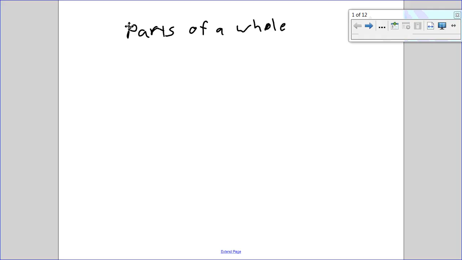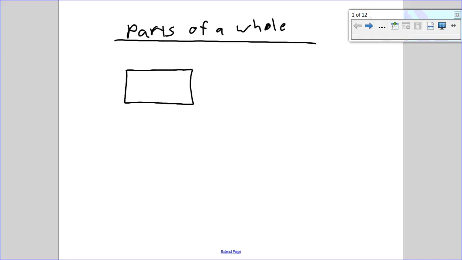Now, parts of a whole. So if you have one thing, say anything, we'll just say a block. Now we already have numbers to represent whole things. This would be one block, this would be two blocks. We're going to pretend those are the same size. So we know about that.